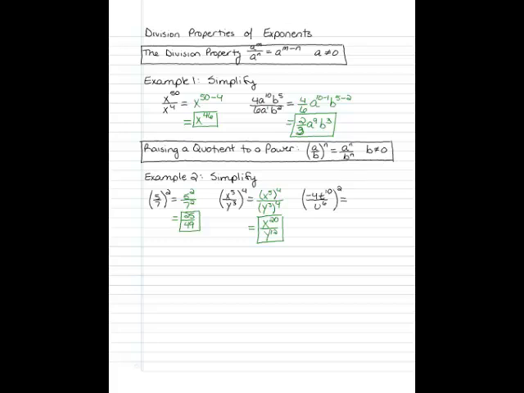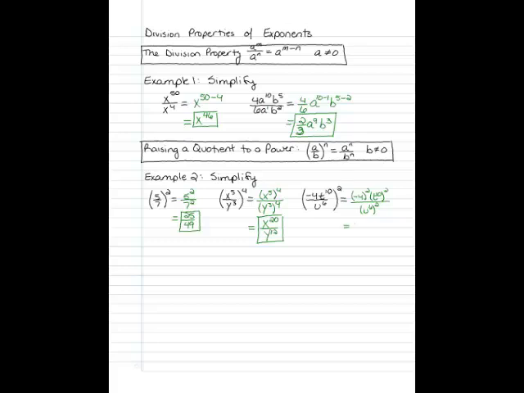Now in this last example, we have negative 4t to the 10th divided by u to the 6th, all of that raised to the 2nd power. And this is a combination of the raising a product to a power rule that we learned in a previous lesson with this quotient rule that we have here. The idea is we're going to raise each factor in the denominator and the numerator to the 2nd power. So we're going to have negative 4 squared, then t to the 10th squared, all of that over u to the 6th squared, and then evaluate each piece.